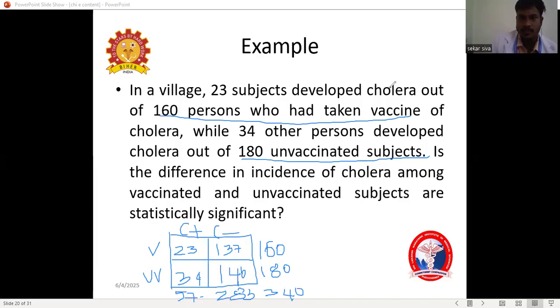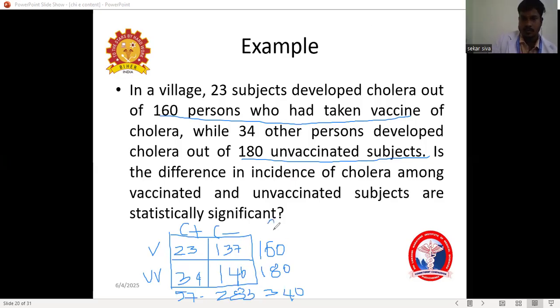So 23 subjects developed cholera out of 160 who took the vaccine. Here 23 members developed cholera out of those who took the vaccine, while 34 developed cholera out of 180 unvaccinated subjects. The remaining by subtraction; we get a 2 by 2 contingency table.